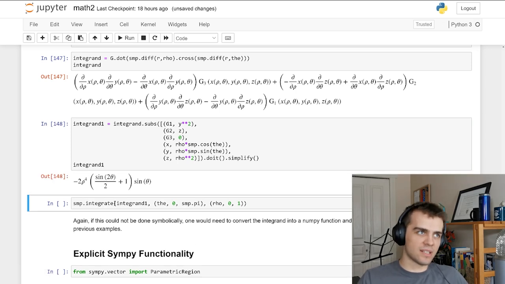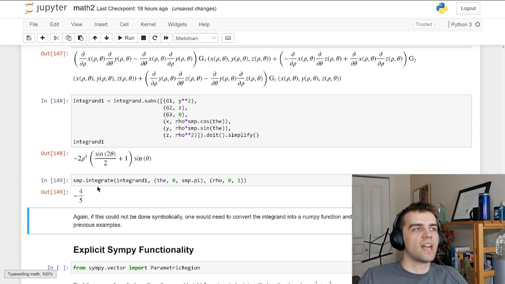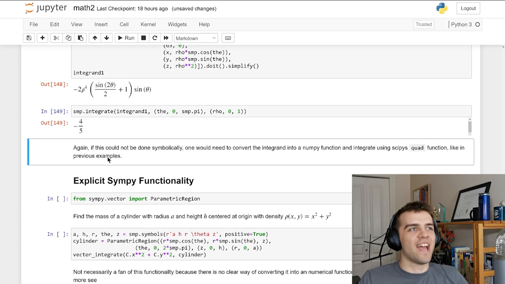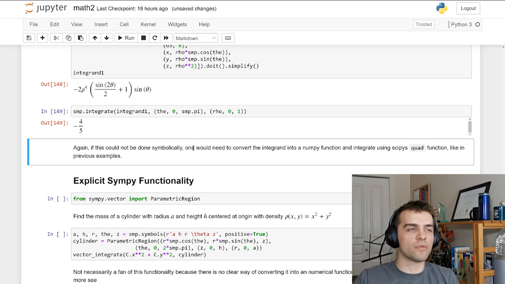Then I integrate this flux. I make sure to integrate the integrand with theta going from 0 to pi, and rho going from 0 to 1. These are the bounds that I've talked about. So this is the integrand for the flux, and I can integrate this and get a specific value for the flux. If it can't be done symbolically like before, you have to convert it to a NumPy expression or regular Python function, and then use SciPy's quad function to integrate this.